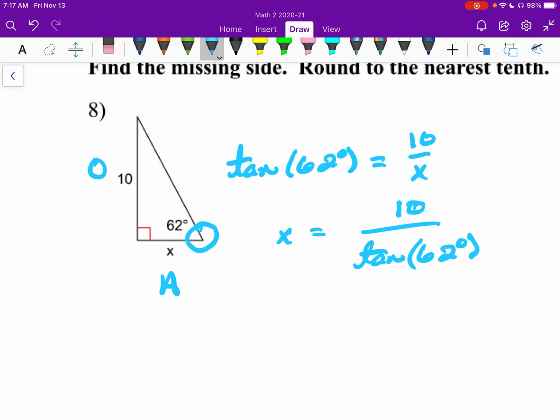And then we need to type this in our calculator. One thing that we want to check on our calculator is that we are in degrees, not radians. So if you have one of the graphing calculators, here, let me get it out. If you have a graphing calculator, you need to press the mode button.